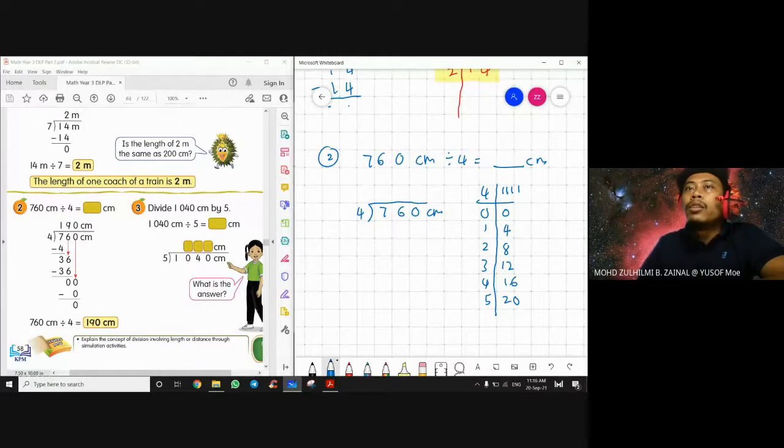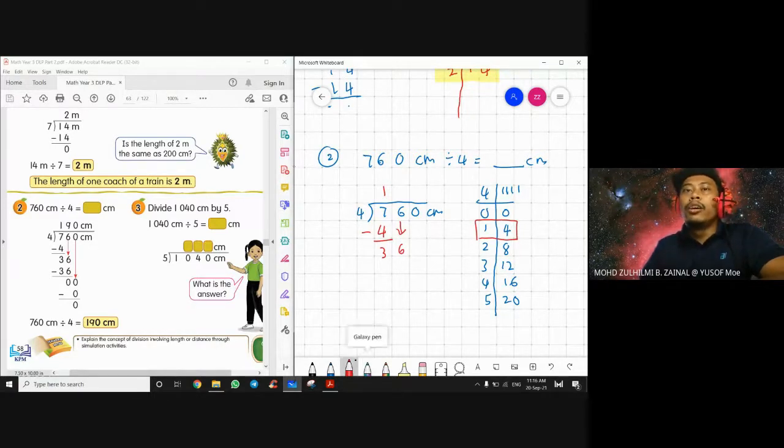Okay, first, tengok the first digit, which is 7. Can you find 7? Tak ada kan? 7 is in between this number 4 and 8. So you have to take the smaller one. So you take atas lah. Ambil yang atas je. Okay, so 4, bring down 4. Bring up 1. Tolak. 7 minus 4 equals to 3. Bring down 6. 36.